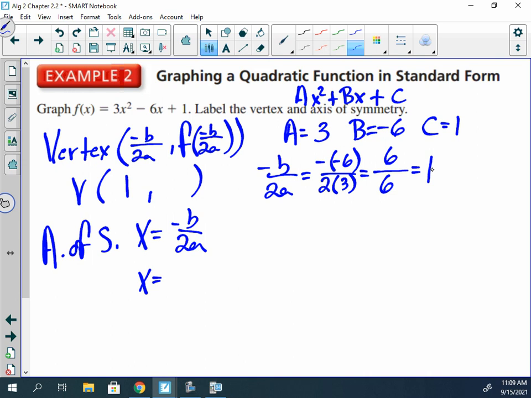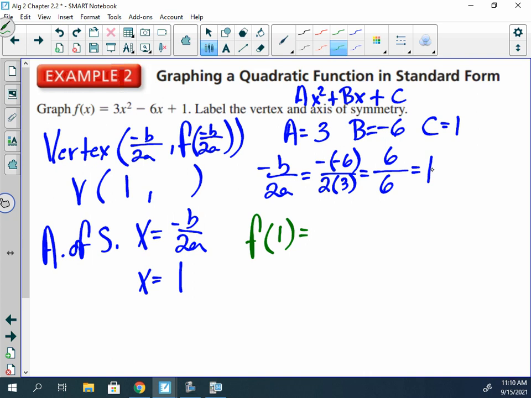Well, heck, we also have the axis of symmetry, don't we? Because the axis of symmetry is x is equal to negative b over 2a. X is equal to 1. So we not only have the x value of the vertex, we also have the x value of the axis of symmetry. Well, the only thing we're missing is the y value of the vertex, yes? Well, they told us it is f of negative b over 2a.